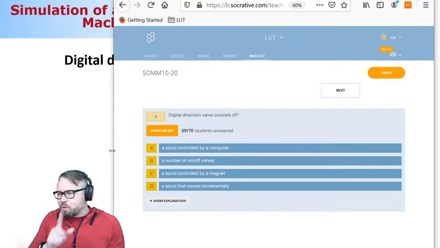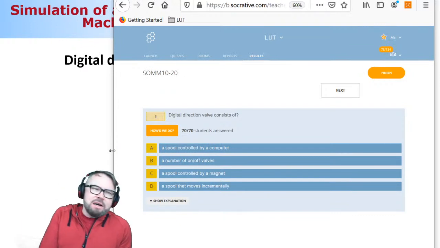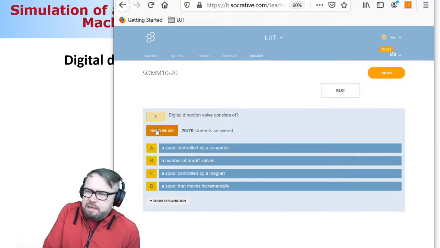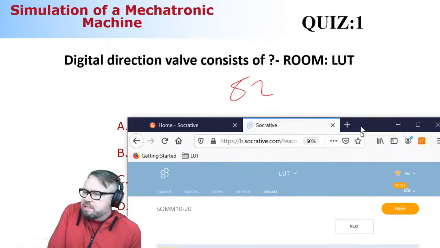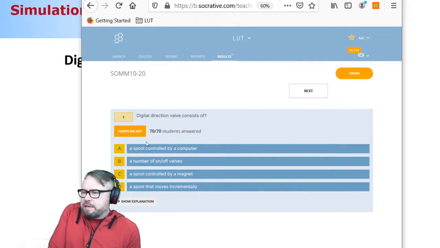Okay, but one student is still thinking. Let me do the counting. In five, in four. Oh yeah, now we have it all. Okay, success rate. The competition is done. So my guess was 82. Let me check my guess. So let's see if I'm the winner or somebody else. So the success rate today is.